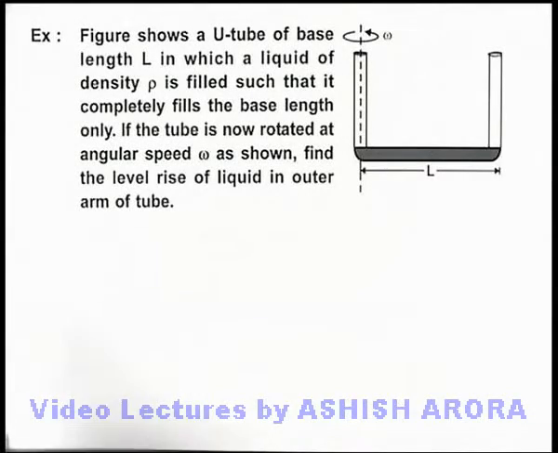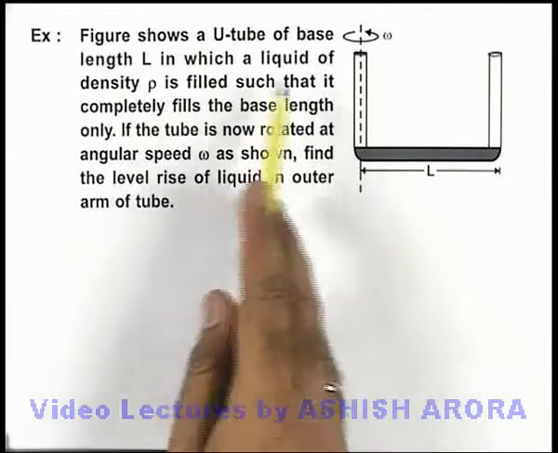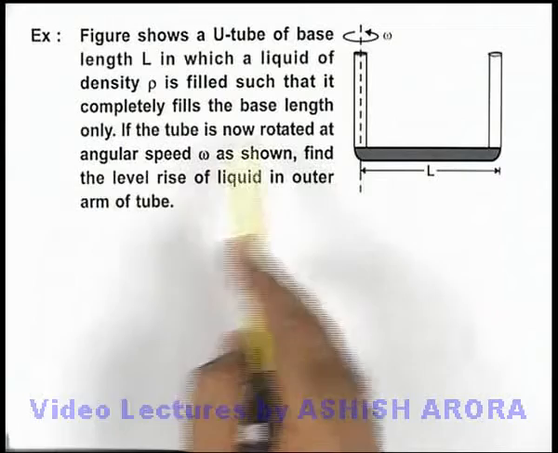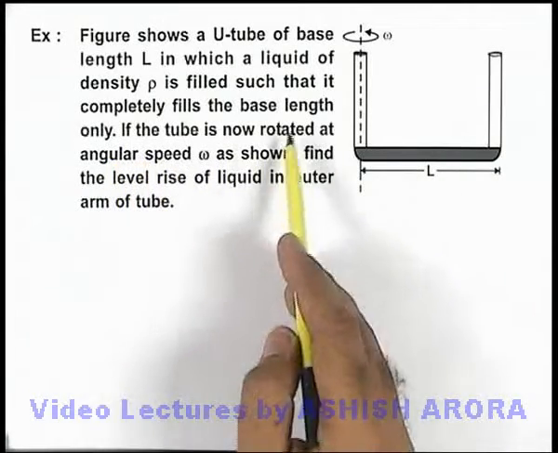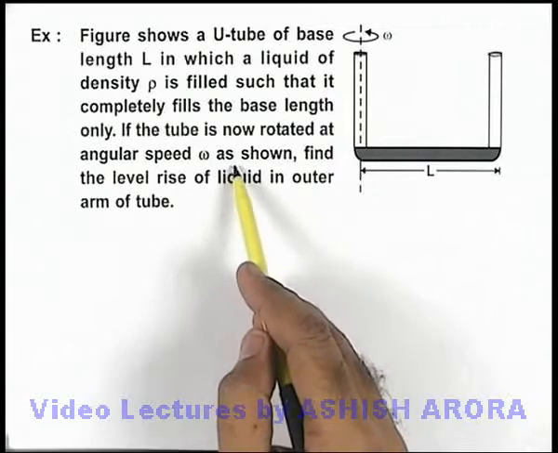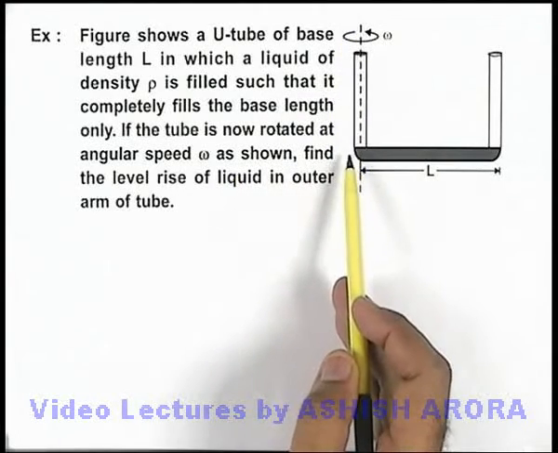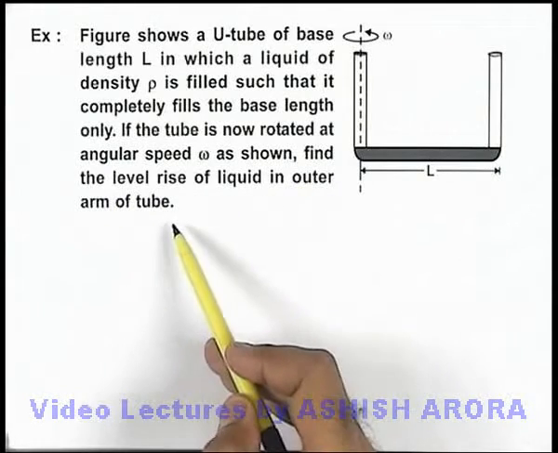In this example, the figure shows a U tube of base length L in which a liquid of density rho is filled such that it completely fills the base length only, which we can see here. If the tube is now rotated at angular speed omega with respect to an axis of rotation passing through one arm of the U tube, we require to find the level rise of liquid in the other arm of the tube.